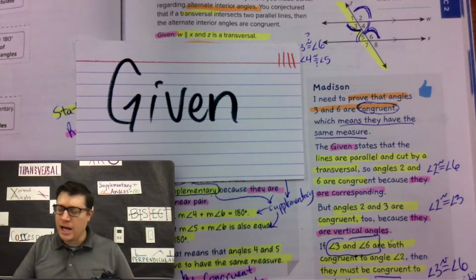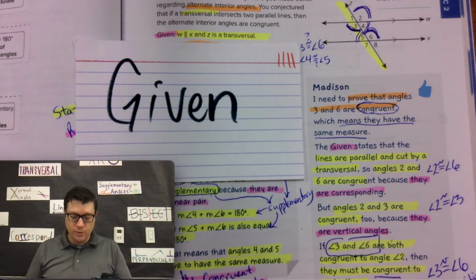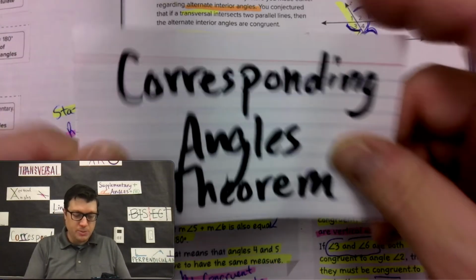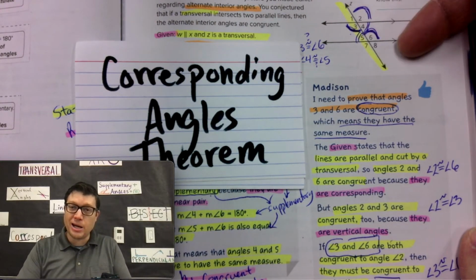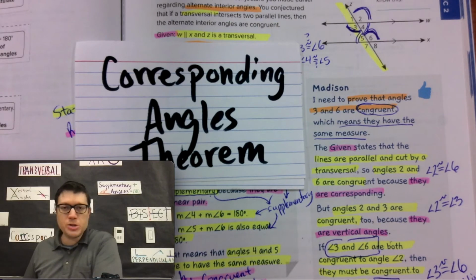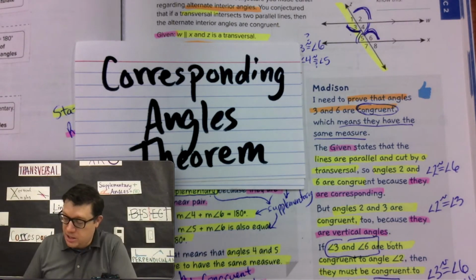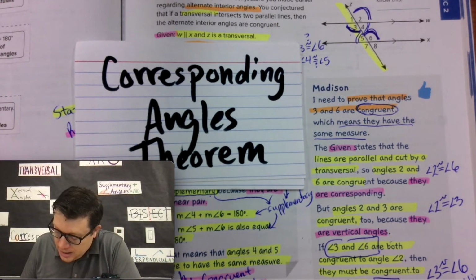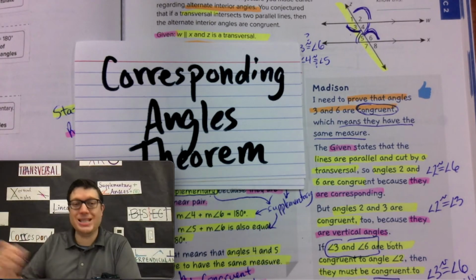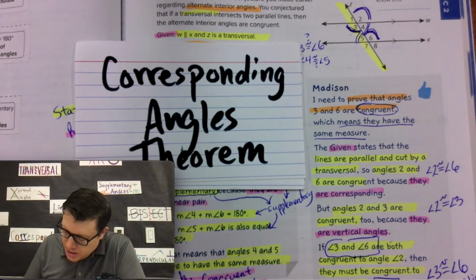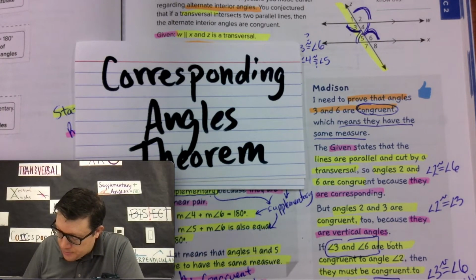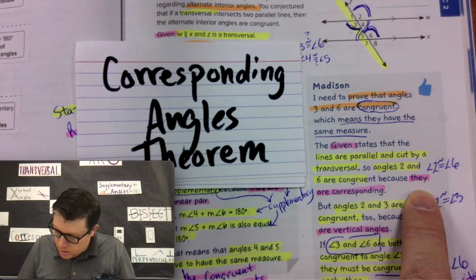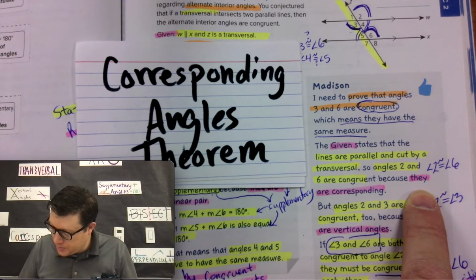parallel, angle 2 and angle 6 are congruent, and we go, why would that be the case? Well, it's because we know angle 2 and angle 6 are corresponding. And so if angle 2 and angle 6 are corresponding, then there's a whole host of stuff that we get to use from that. But Madison, as we write down her list of things that she used, the given, she used corresponding angles theorem. And I see that in the pink. Corresponding angles theorem.